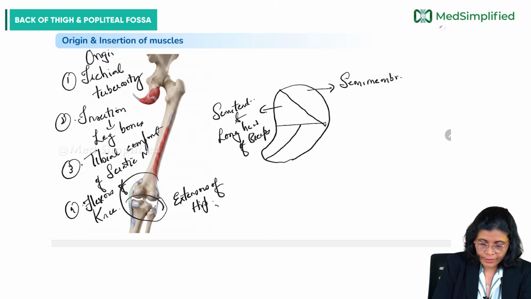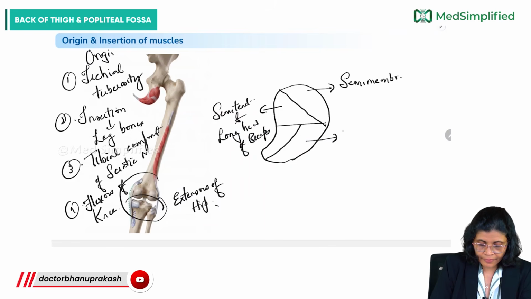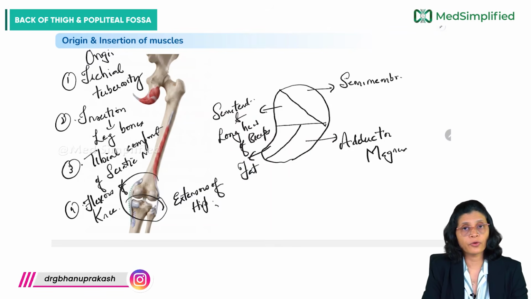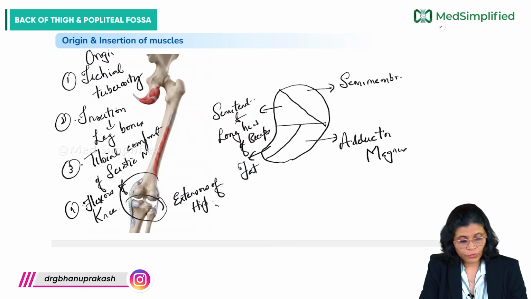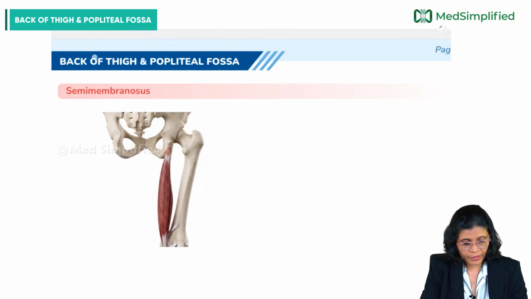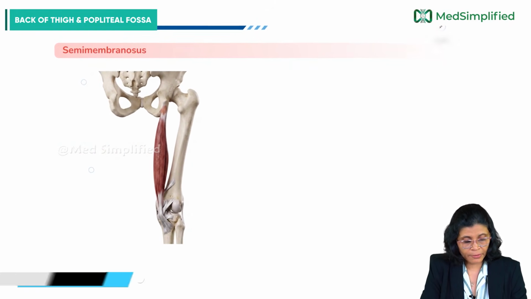And here in the lateral part, we will have the ischial head, or the hamstring part, of adductor magnus. Medially here, there is basically fat. So all these four have their origin from the ischial tuberosity. So first rule, all the four muscles obey. Now insertion. Insertion is into one of the leg bones. So we will look at all the muscles one by one.